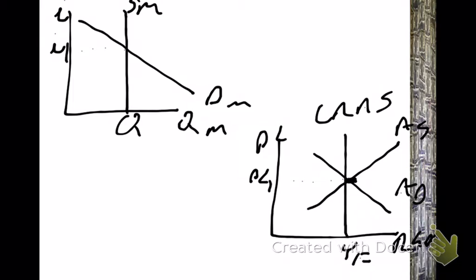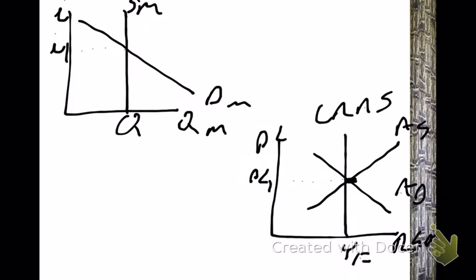Price level is going to have an effect on how much money people are demanding. Because think about it. As the price for stuff increases, are you going to need more money to pay for it or less money to pay for it? More, right? You're going to need more money to pay for it. So your demand for that cash is going to increase. So as price level increases, the demand for money also increases, because you're going to need more cash to pay for it.